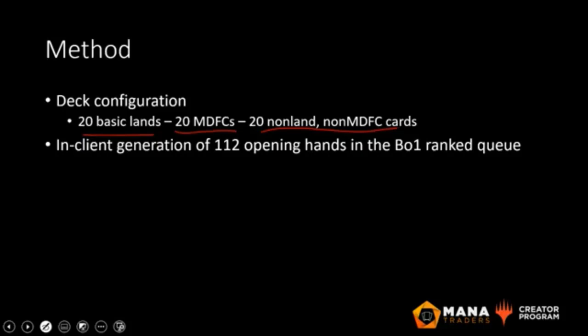One of the viewers was so gracious to replicate the experiment himself. So Seth Carter, big thanks to Seth, he was able to replicate it on his own using the same deck configuration, and then he sent me his data, and so that allowed me to pull together 112 opening hands, all from the best of one ranked queue, and that consists of the data that was used for this experiment.